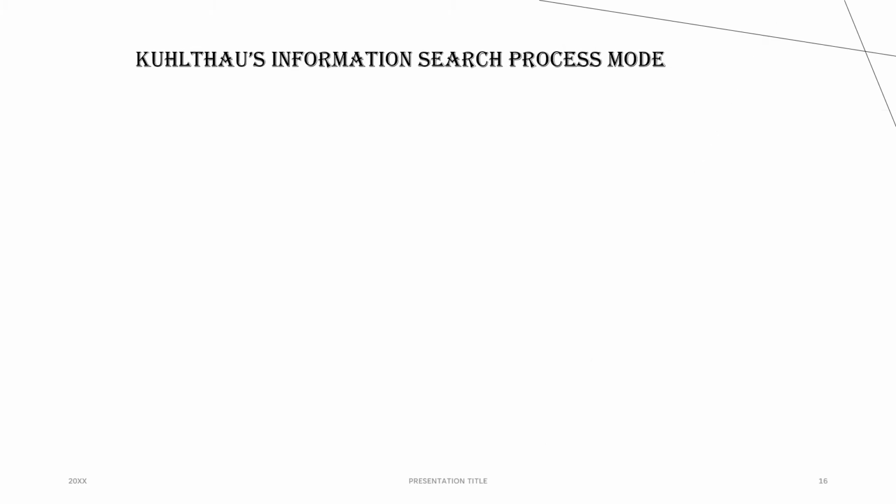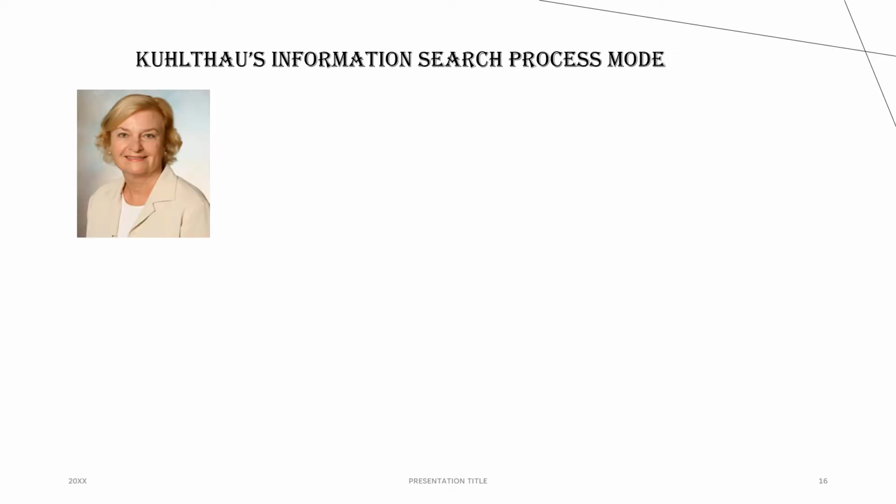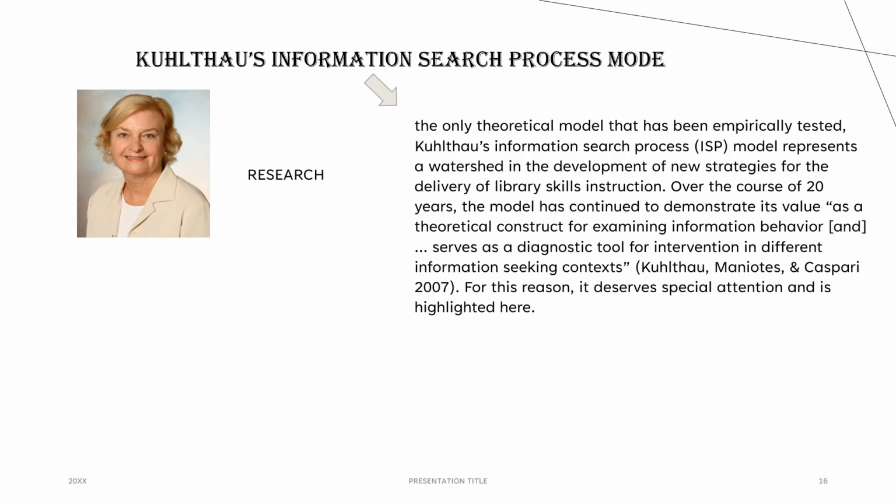Kuhlthau's information search process model. The most significant contribution to the development of the process approach to teaching and learning in school libraries has been Carol Collier Kuhlthau's research. As it is the only theoretical model that has been empirically tested, Kuhlthau's information search process, or ISP model, represents a watershed in the development of new strategies for the delivery of library skills instruction.